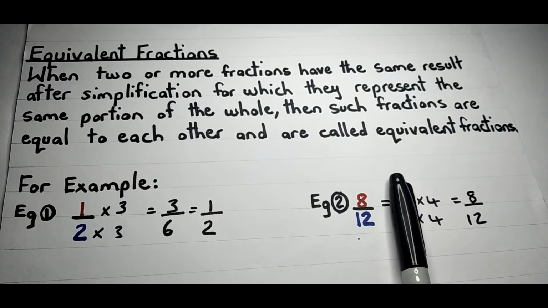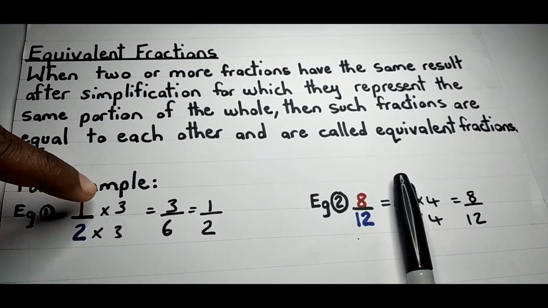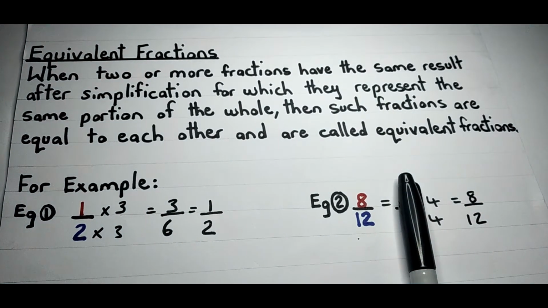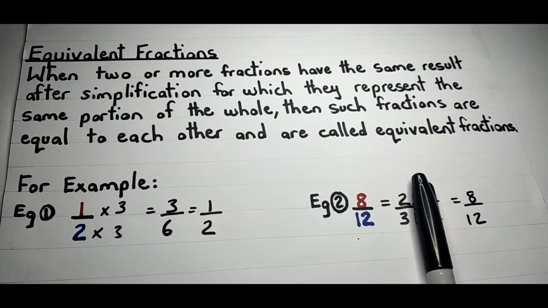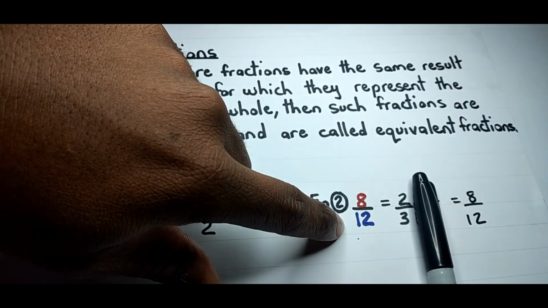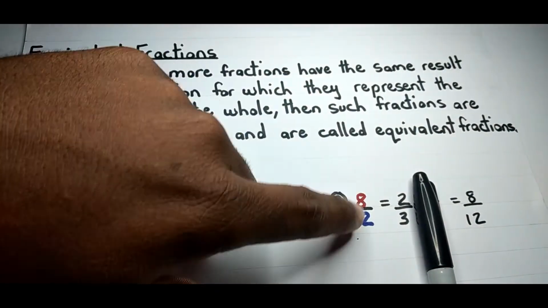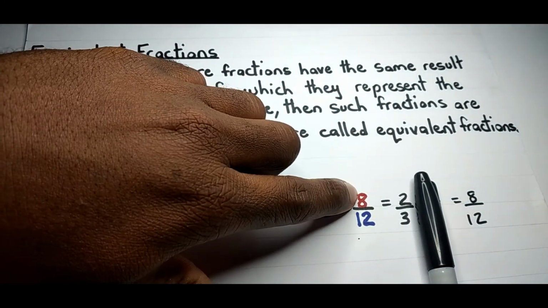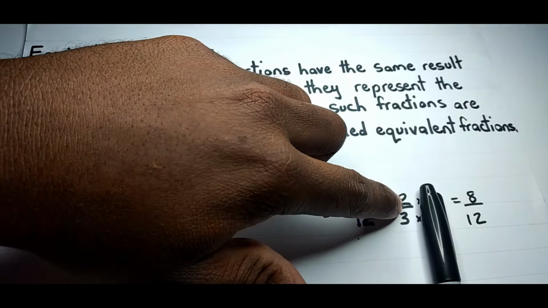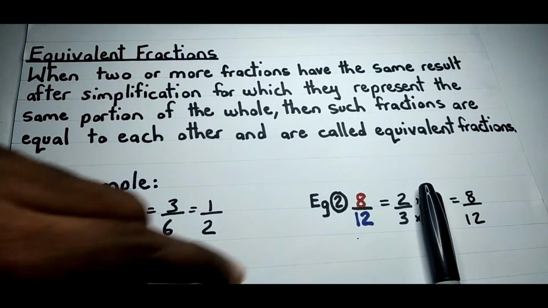Now let's look at this example right here. Here we have 8 over 12. We could have done the same thing just like we did right here: multiplied both the numerator and denominator by the same number to obtain an equivalent fraction. Or again, I chose to reduce this one by dividing both the numerator and the denominator by the highest common factor for both numbers. In this case, the highest common factor for 8 and 12 would be 4, the highest number that can go into 8 and 12 without leaving a remainder. So 4 goes into 8 two times, and 4 goes into 12 three times. So 2 over 3 is an equivalent fraction for 8 over 12.